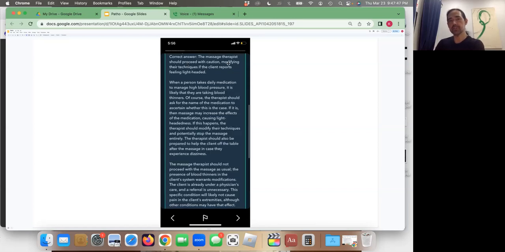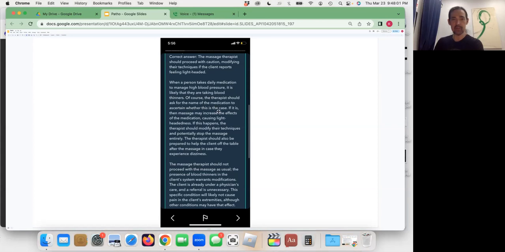So the massage therapist should proceed with caution, modifying their techniques if the client reports feeling lightheaded. When a person takes daily medication to manage high blood pressure, it's likely they're taking blood thinners. Of course, the therapist should ask for the name of the medication to ascertain whether this is the case. If it is, the massage therapist may increase the effects of the medication, causing lightheadedness. If this happens, the therapist should modify their techniques and potentially stop the massage entirely. The therapist should also be prepared to help the client off the table after the massage in case they experience dizziness.